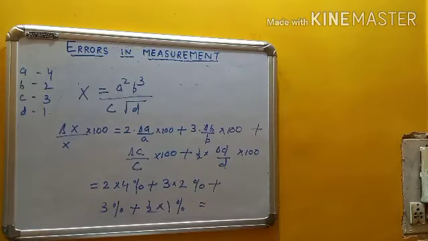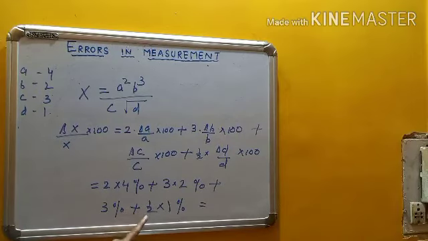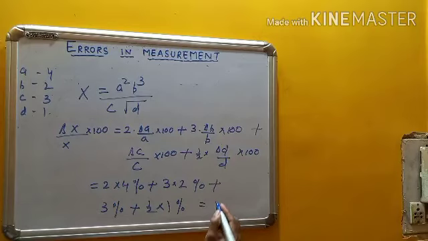So, what will be the final answer? 2 into 4, 8, 8 plus 6, 14, 14 plus 3, 17, 17 plus half into 1, that is half. So, the final answer coming is 17.5%.